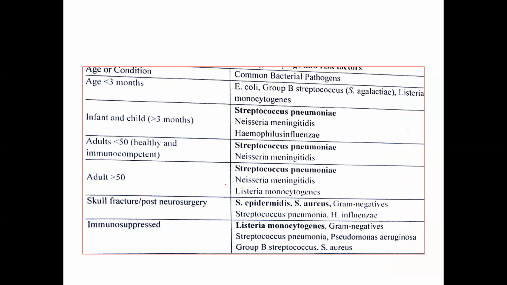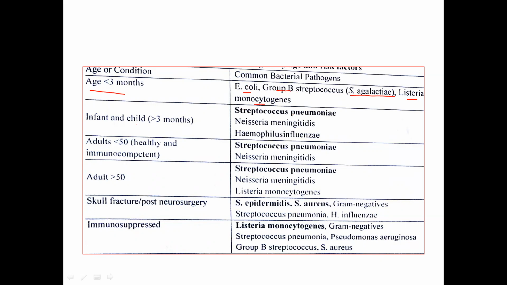So age or condition and common bacterial pathogens. This is very important because you will treat with this scenario. The empiric treatment of your patient depends on the age as well as the condition of the patient. So if the age is less than 3 months, the most common causes of bacterial meningitis are E. coli, group B streptococcus, which we call Streptococcus agalactiae, and Listeria monocytogenes. Those are the most common etiologies under 3 months.